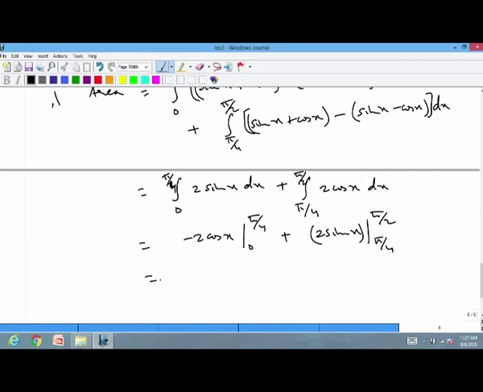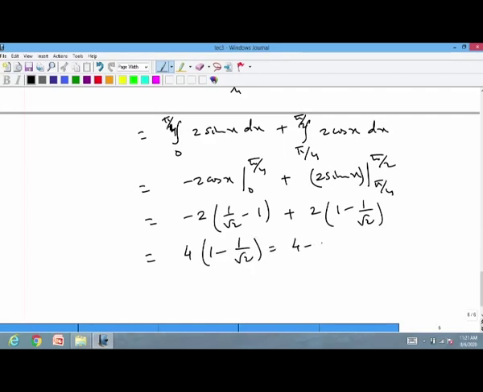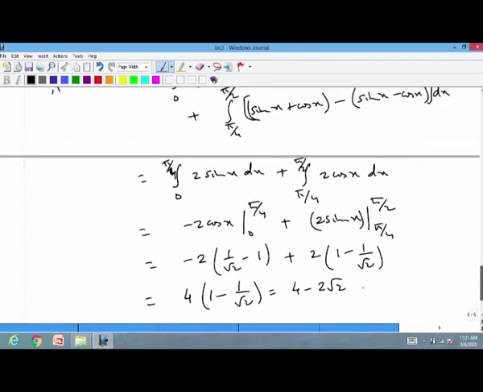which is equal to minus 2 into 1 by root 2 minus cos 0, which is 1, plus 2 times sin pi by 2, which is 1, minus sin pi by 4, which is 1 by root 2. So, this is equal to 4 times 1 minus 1 by root 2, or 4 minus 2 root 2. So, this is the required area.